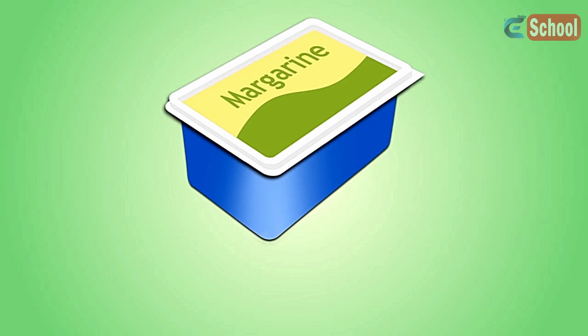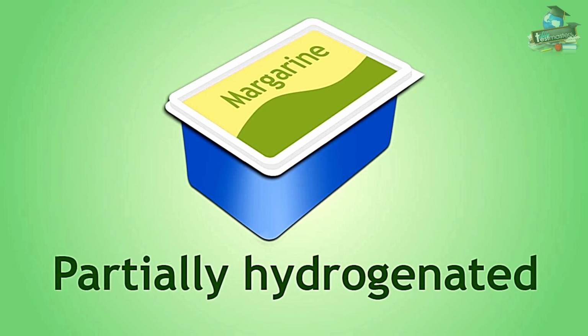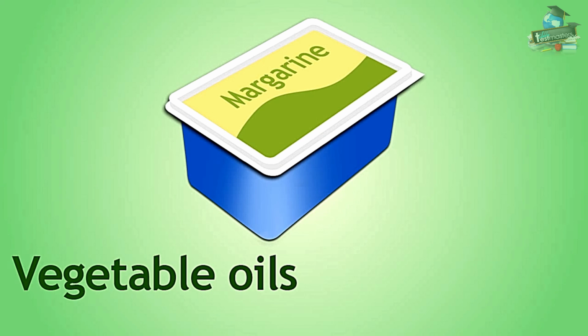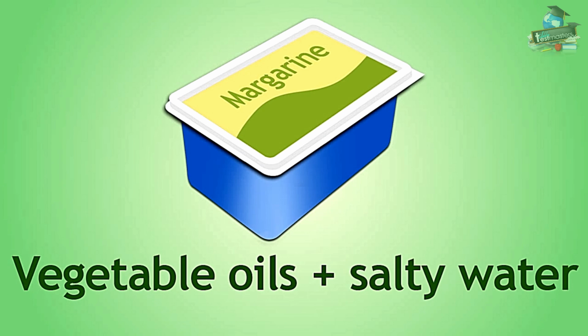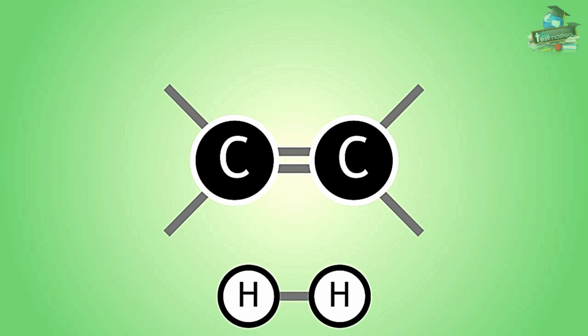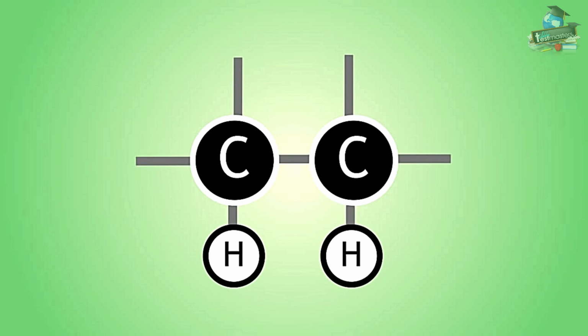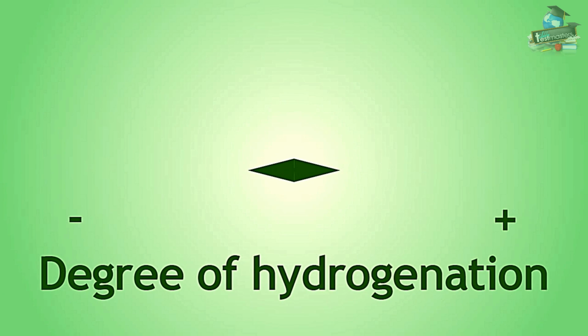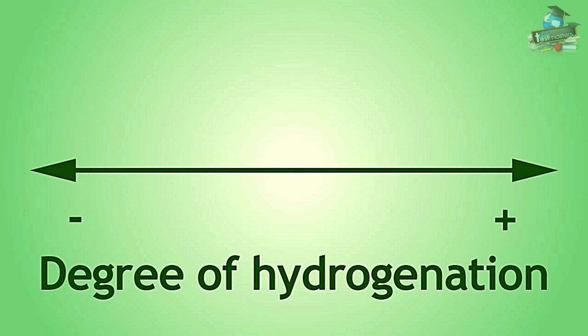In summary, margarine is an emulsion of partially hydrogenated vegetable oils and salty water. When vegetable oils are hydrogenated, a molecule of hydrogen is added across a carbon-carbon double bond. This hardens the oil, and the degree of hydrogenation can be varied to give softer or harder oils.